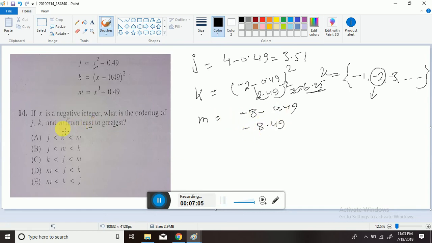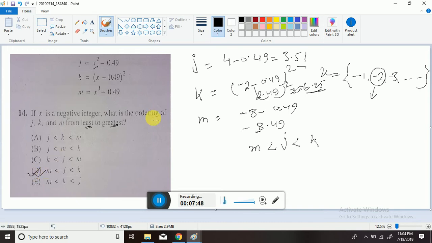Now what has the question asked? Least to greatest, smallest to biggest. Out of these, which one is the biggest? The smallest is M, then the next smallest is J, and finally the greatest one is K. So M is less than J is less than K. K is the greatest one, then J, and finally M is the smallest one, least to greatest. So option D is our correct answer.